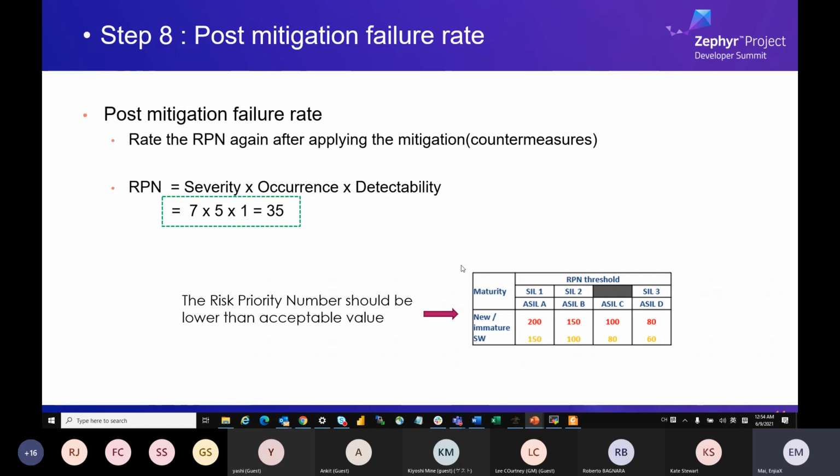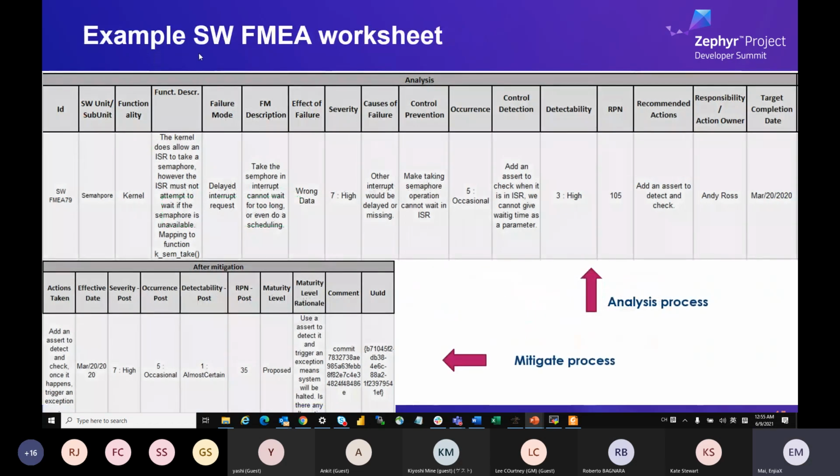Okay, so you can see this table. For new software, if our software wants to be certified for CO3, this means your RPN must be lower than 80. And if you are an existing software, you have to be lower than 16. So this is an example of our final software FMEA. We show this report in an Excel sheet format.